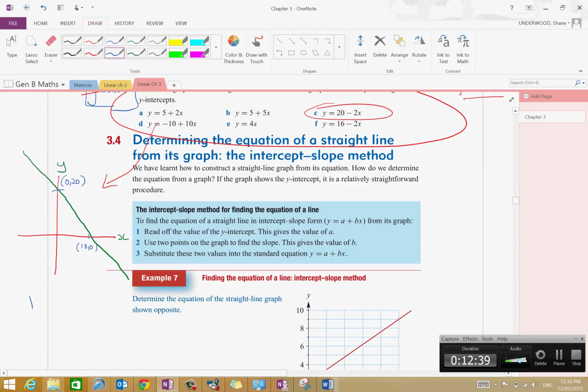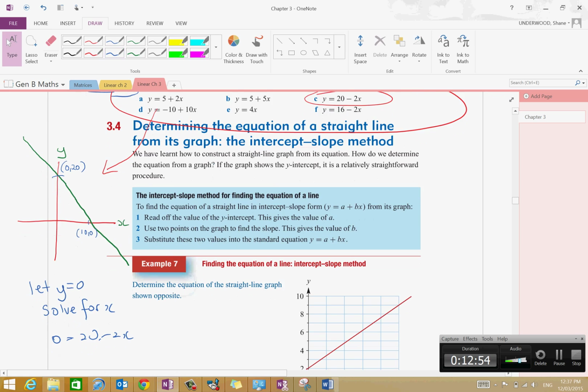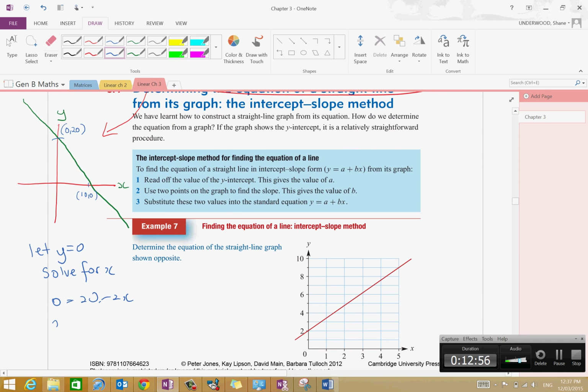What we're saying is let y equal 0, and then we've got to solve for x. Now you can do it in your calculator if you like, but we're not going to. We say that 0 is equal to 20 minus 2x. Therefore, add 2x to both sides, and we've got 2x is equal to 20. So x is equal to 10, dividing both sides by 2.